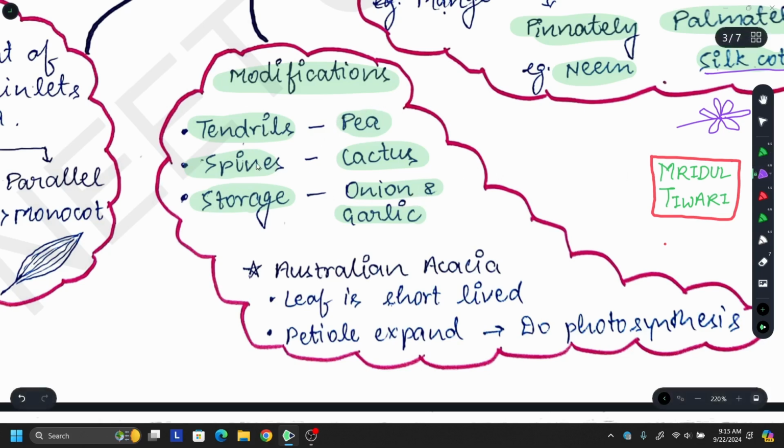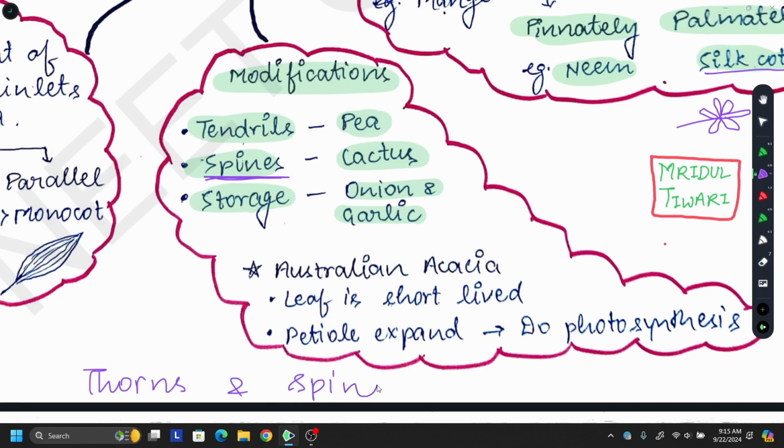Now here you can see spine and thorn. These are two different words. Okay, thorn and spine. These are two different words. Spine arises from leaf, but thorn arises from axillary bud. Okay, axillary bud. So thorn and spine are different. Do not confuse them as same. Spines arise from leaf. They are modification of leaf, and thorns are modification of axillary bud.